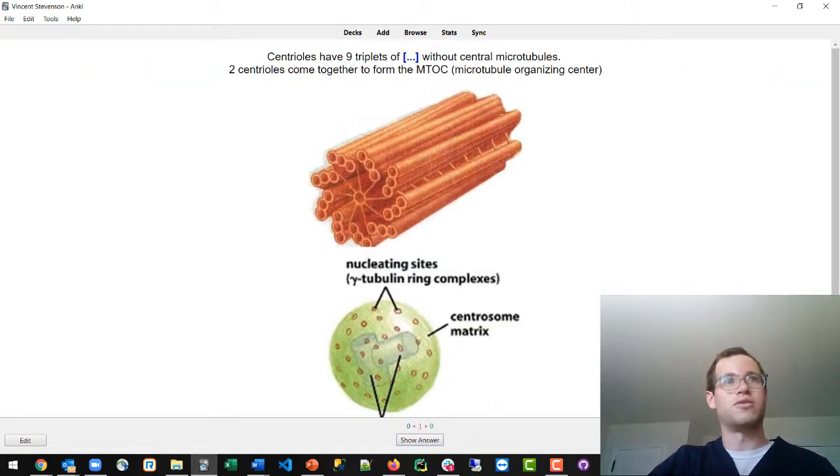And then your centrioles have 9 triplets of microtubules without that central microtubule, and that is going to wrap things up.